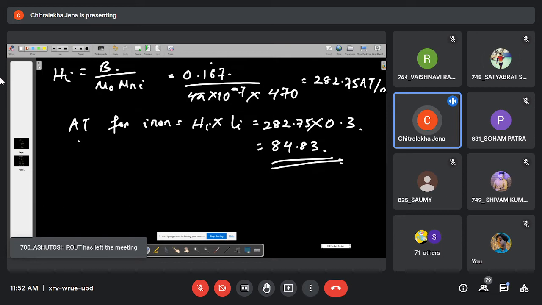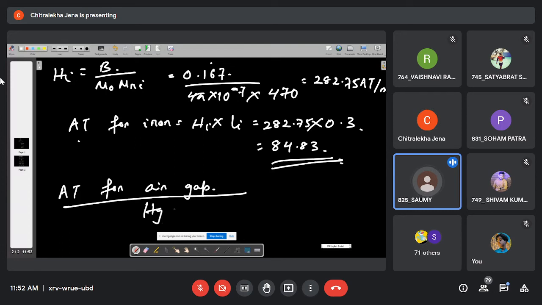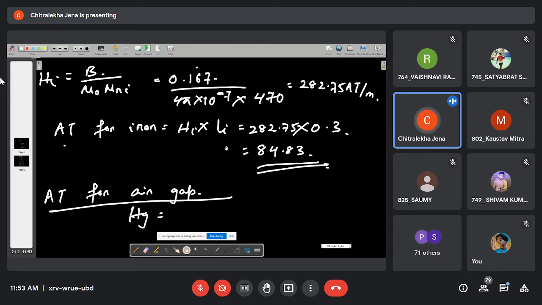Okay, so now come to ampere turns for air gap. So what is my Hg? I will find out Hg. Ma'am, it is mean length, so we will not multiply by pi. Ma'am, is the answer 3.49 ampere? Yes, correct. Mean length is given, so why will you multiply by pi? The mean length is directly given.